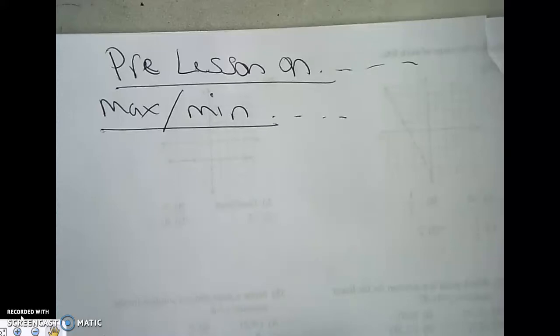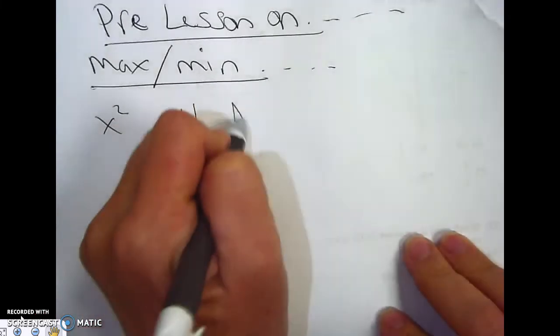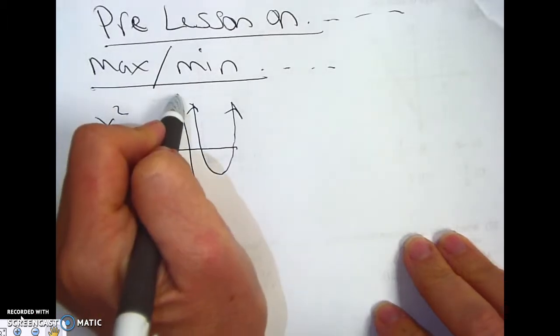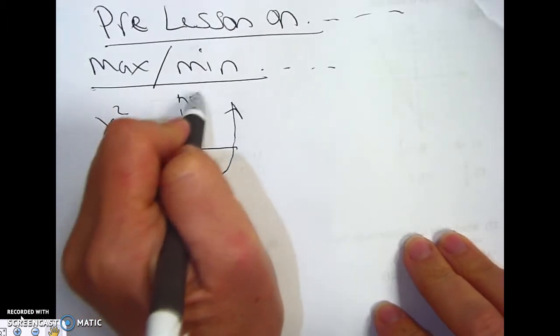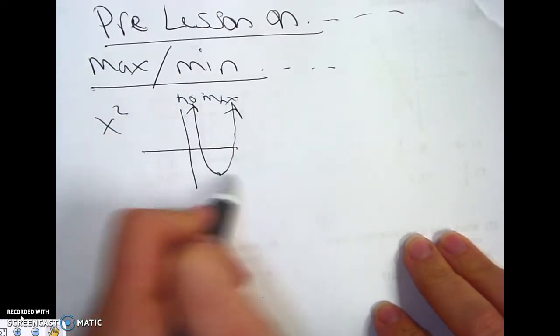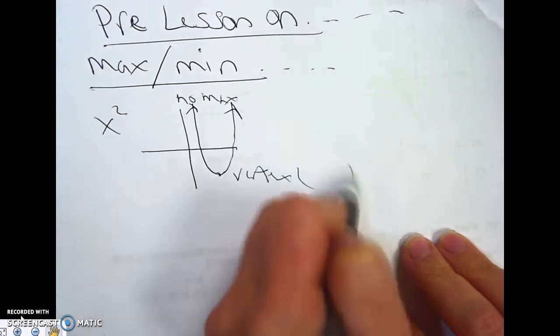I wanted to do a little pre-lesson on the max and min because it's changed a little bit. So let's go over a quadratic. If I gave you a quadratic and I had you graph it, you could see here there is no max, but the minimum would be the vertex, which you could actually find. So you wouldn't need a calculator for that.